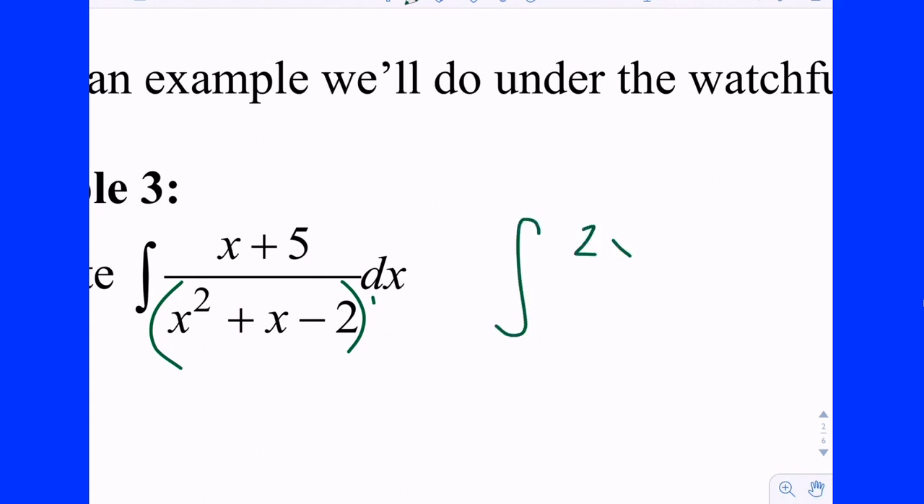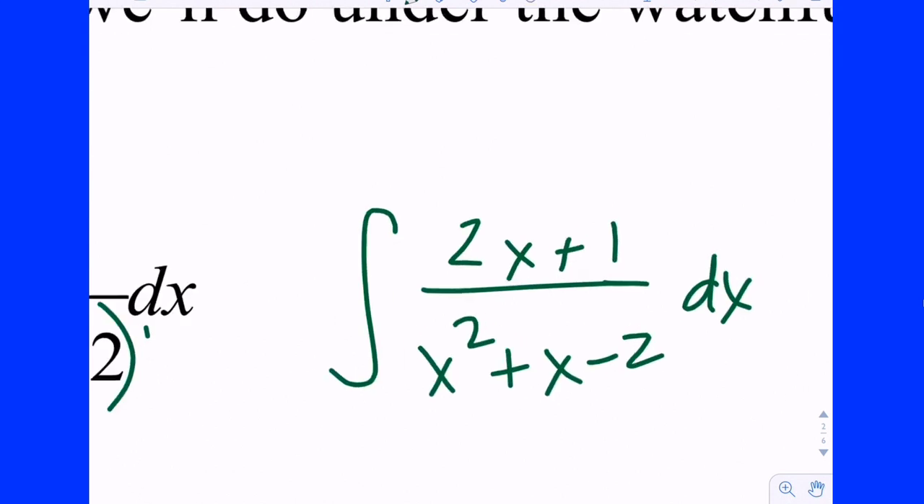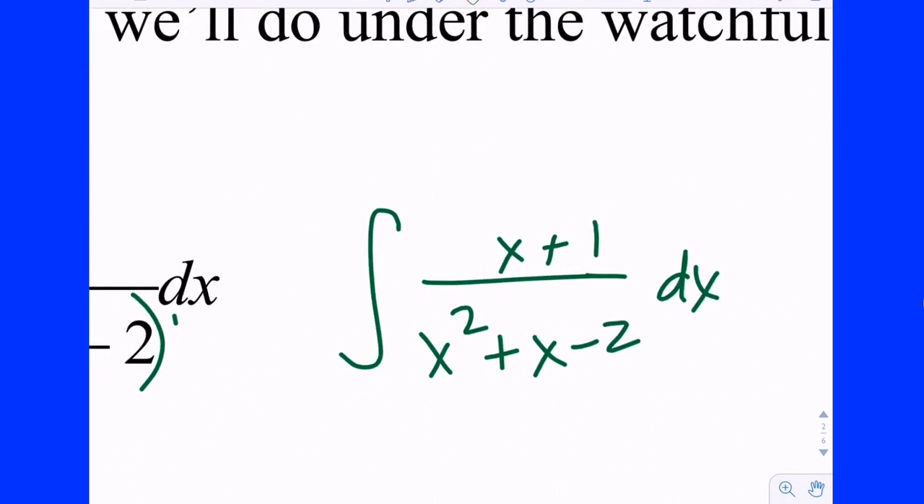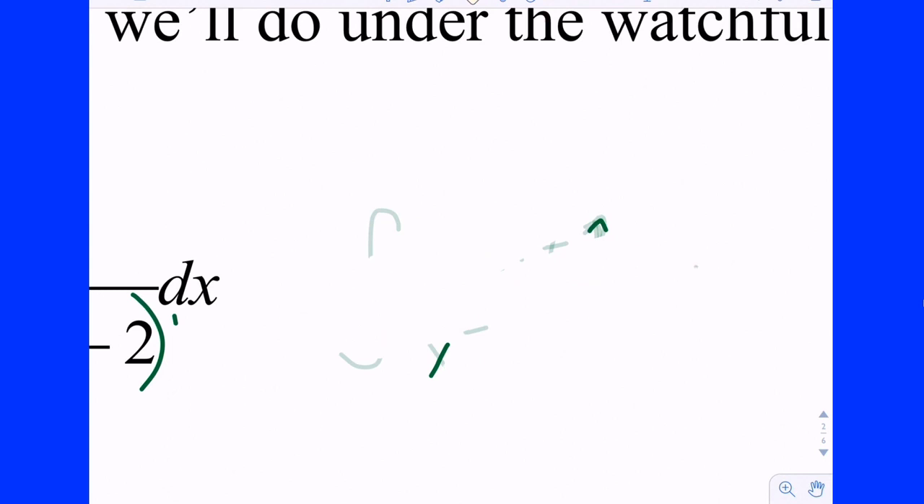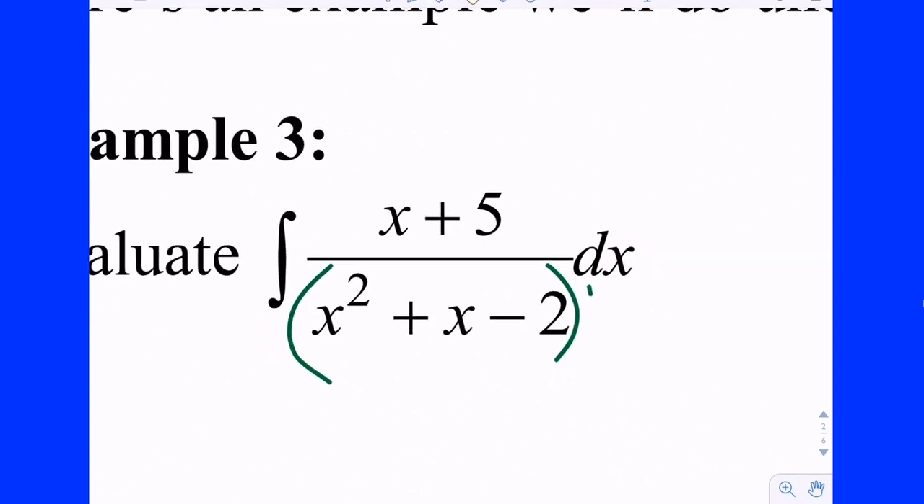No. But what if we had a 2x plus 1 in the top and it was x squared plus x minus 2 in the bottom? Then it would just be a what rule? Natural log. We'd be done. What if there were not a 2x plus 1 in the top but a 4x plus 2 in the top? Would it still be a natural log rule? Yeah, we would factor a 2 out of the top, bring it out front, and we'd have it. So when you have a quadratic in the bottom and a linear in the top, it could be a natural log rule. But in this case, it's not.